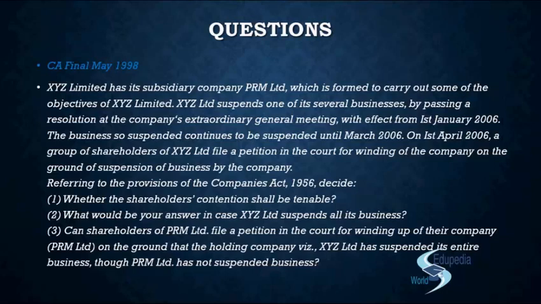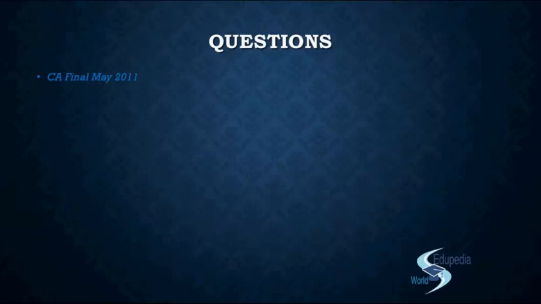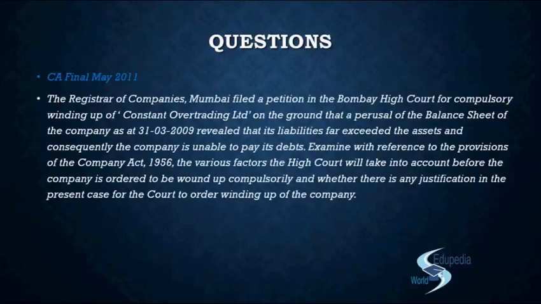So now we move on to the next question, and the next question is from your exam, CA Final May 2011. So the question is on your screen. Let us see what the question has to say. The registrar of companies in Mumbai filed a petition in the Bombay High Court for compulsory winding up of the Constant Overtrading Limited on the ground that a perusal of the balance sheet of the company as on 31st March 2009 revealed that its liability far exceeded the asset, and consequently the company is unable to pay its debt.